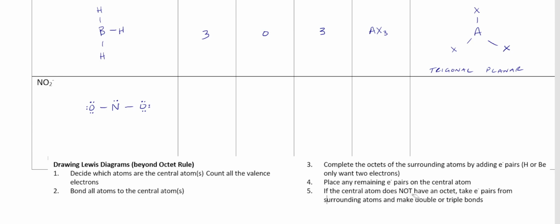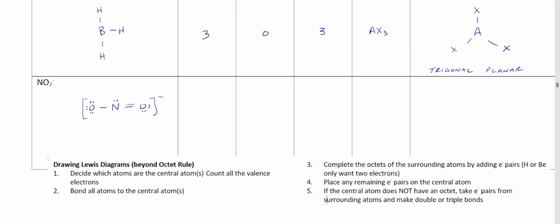And it says, if the central atom does not have an octet, take electron pairs from surrounding atoms and make double or triple bonds. So what I see right here is that nitrogen has 2, 4, 6 electrons, whereas the oxygens all have 8. So I need nitrogen to gain another 2 electrons, so I'm going to just take them. It doesn't matter where I take them from. And I'm going to make a double bond here. So I took those 2 electrons, and now I'm making a double bond with oxygen. And now nitrogen has its octet. Oxygens have their octet. I do a square bracket and charge for the nitrite ion.